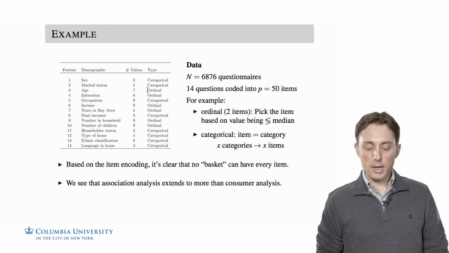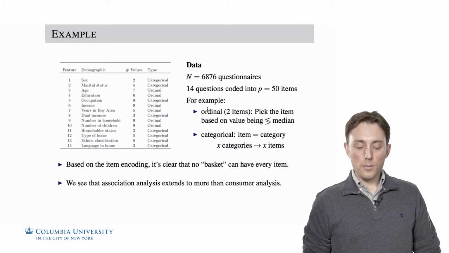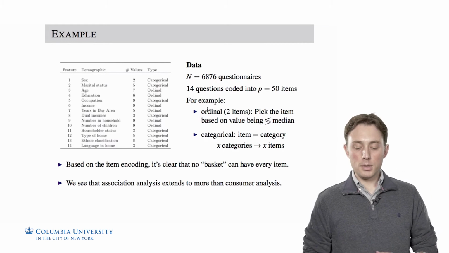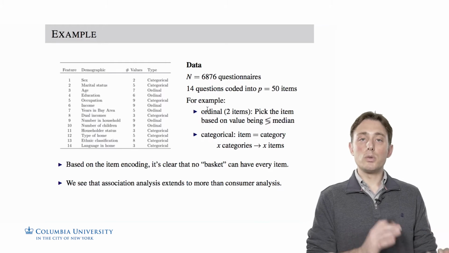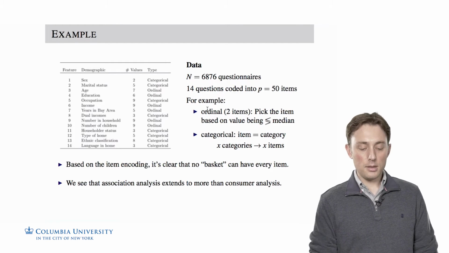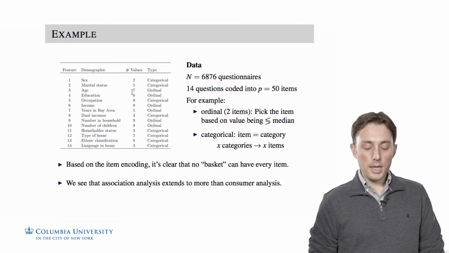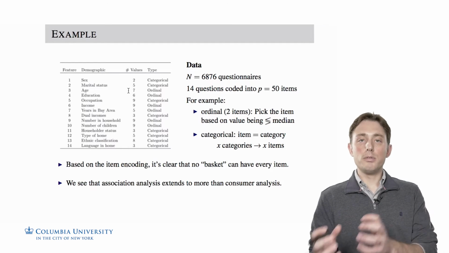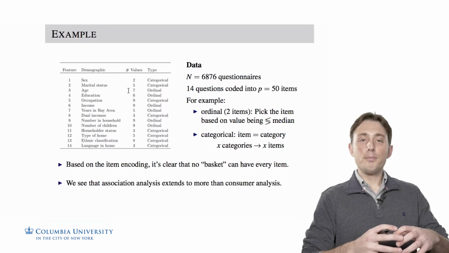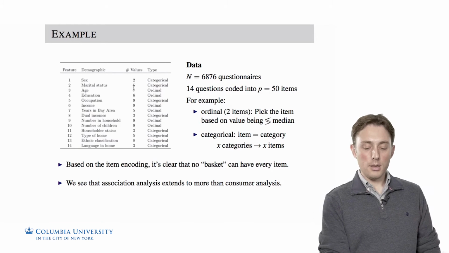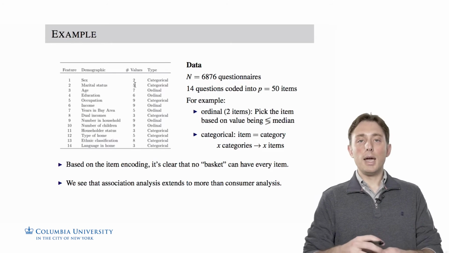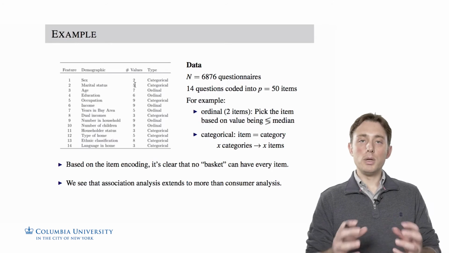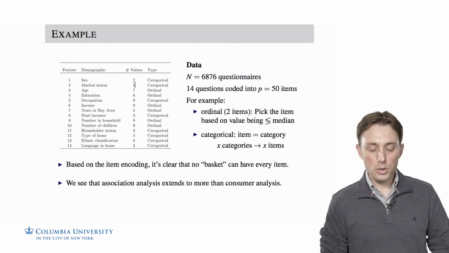For the ordinal responses, those were turned into 2 different items based on whether the response was greater than the median or less than the median. So for example, for age, those 7 different responses were binned into 2 different responses. For example, the first 3 values and then the next 4 values. And so we reduced those to 2 different responses.